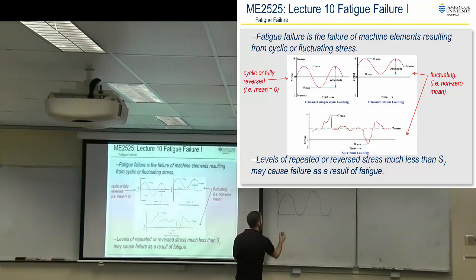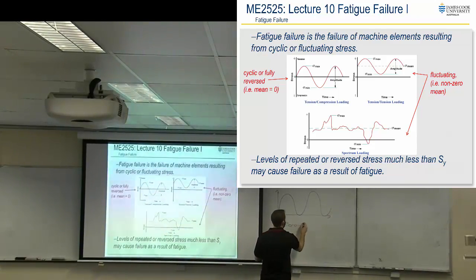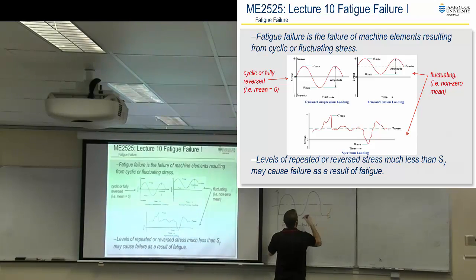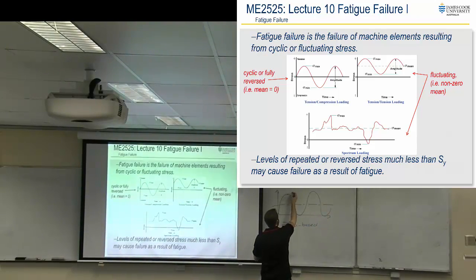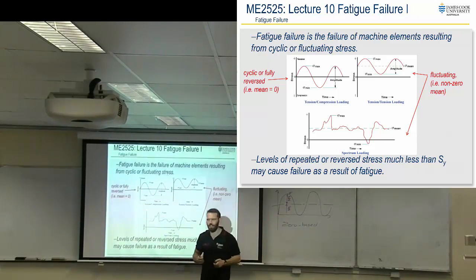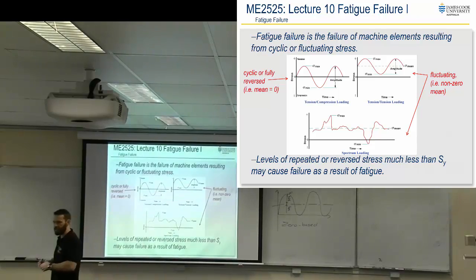Alright, so that's zero base. And if we look at that, alright, so if that's some sort of sigma, then you'll have your mean as sigma on 2, and you'll have your amplitude as sigma on 2 as well. So the mean and amplitude are equal in that case. And so that's going to be important for us, but I'll talk about why.